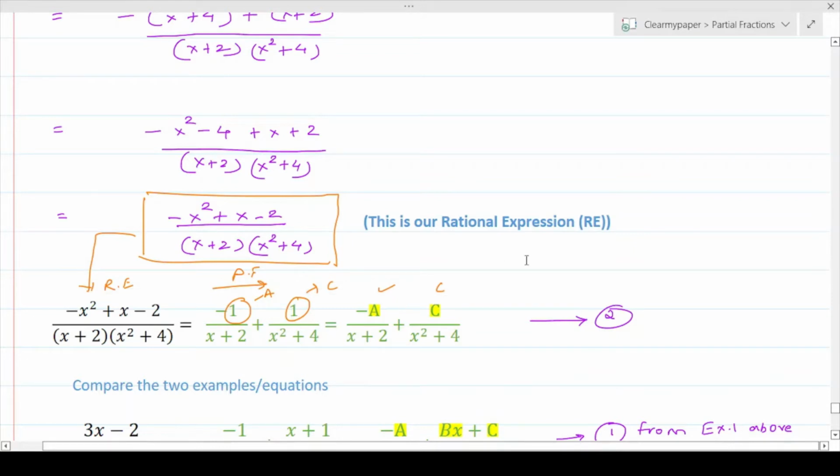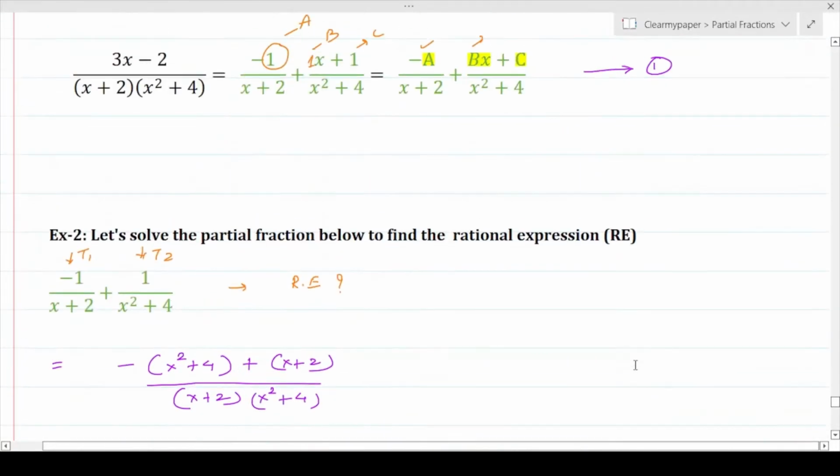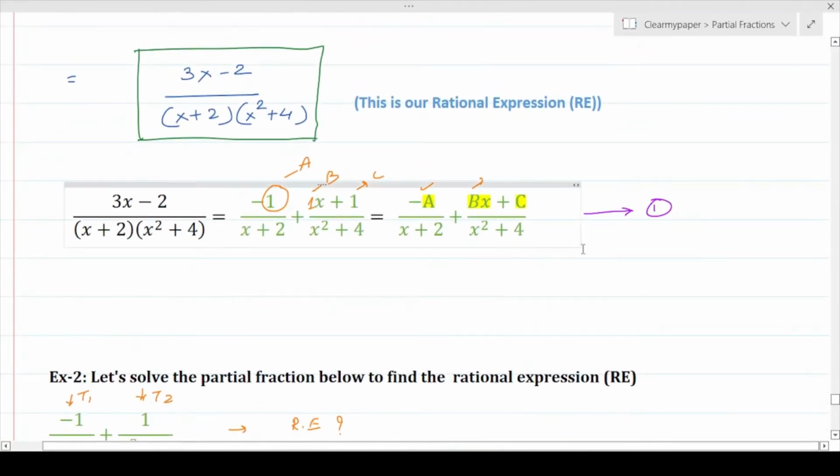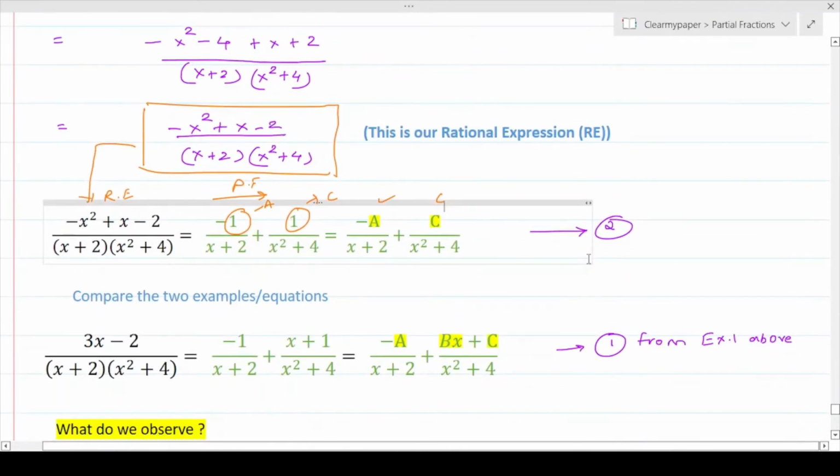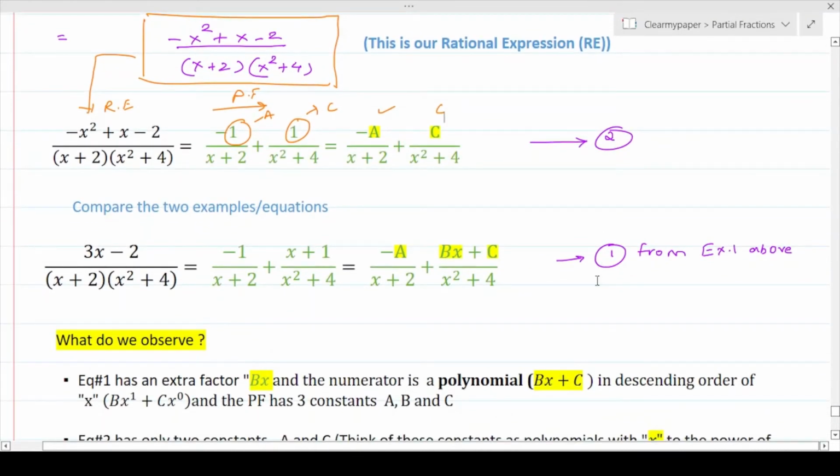So, and we can call this equation 2. Now we have solved both the examples and we have got two equations coming out of that. Okay. Let's see how, when we compare both of them, for ease of understanding, I've copied equation 1 again, and let me erase that, make sure it's clear.